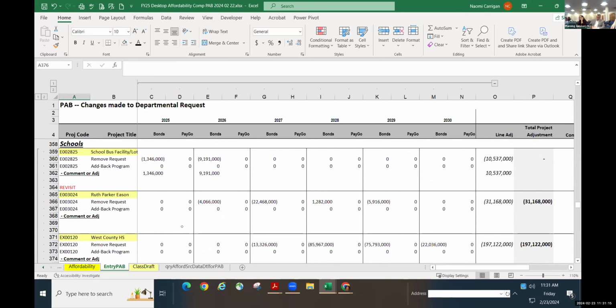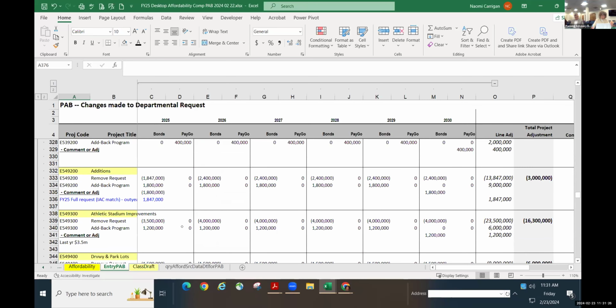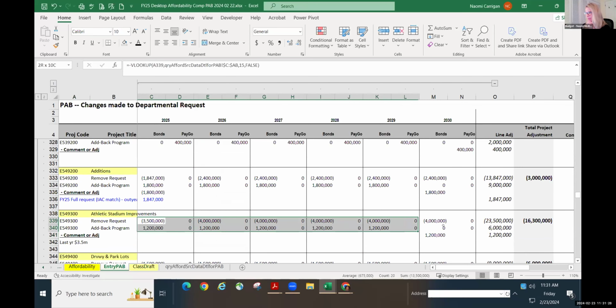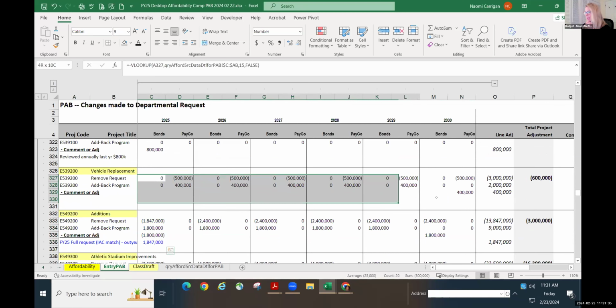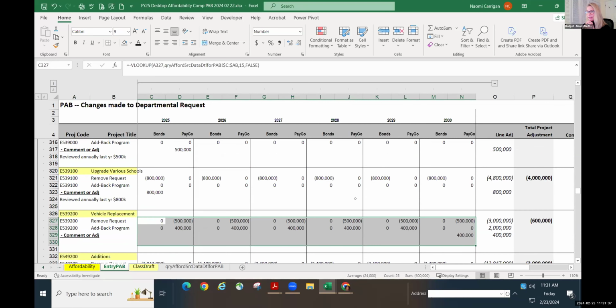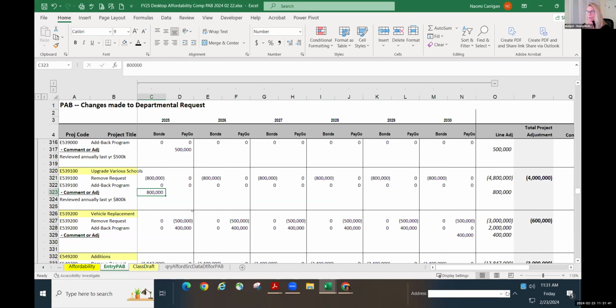And you brought back the others to plan, like vehicle replacement and athletic stadium additions, which has IAC. Vehicle replacement was brought back to plan. Upgrade various schools: we gave them the fiscal year 25 ask. That's one of the ones that we look at every year.